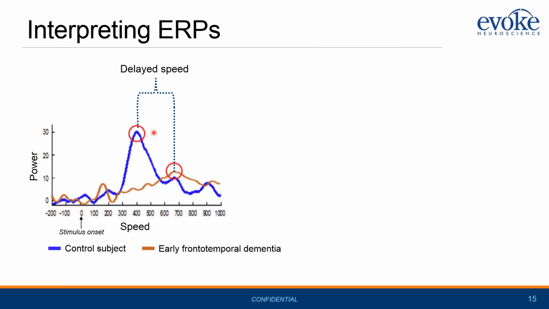So one thing you might notice between the blue line and our orange line is that our early frontotemporal dementia patient has delayed speed. The peak in their waveform has shifted right on the x-axis. So they have a delayed speed for how fast they could process this information. Additionally, we see that they've shifted down on the power axis. So they have reduced power. They don't have very many neurons that are powering up together to process this information.